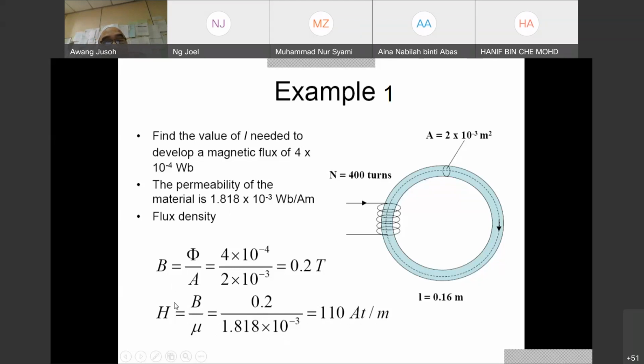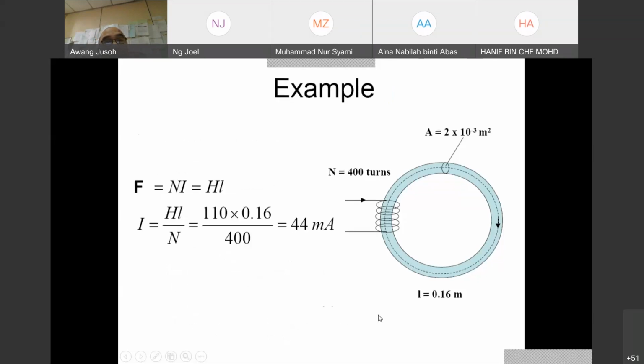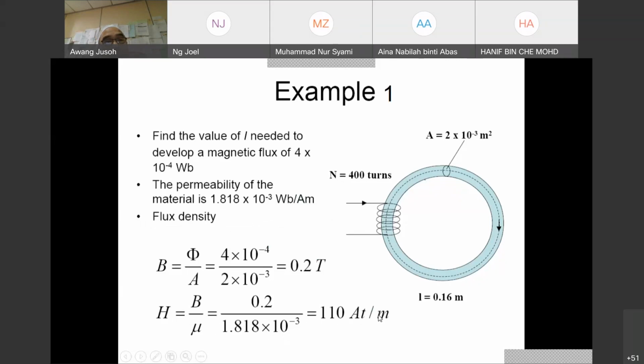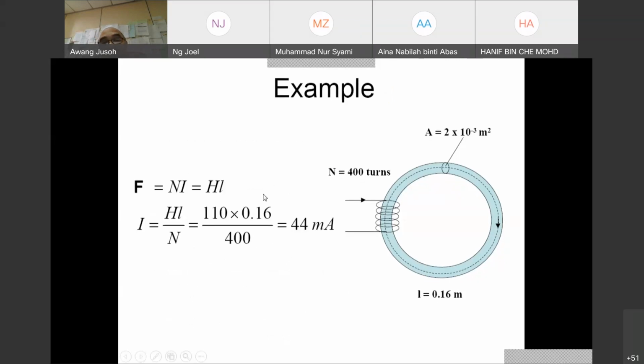So we know B, we know H, then we can find the I now. We know that the MMF equals Ni. Ni is the source of flux, so MMF equals Ni equals HL. This is a formula for the magnetic circuit. H stands for intensity, L stands for the length of the magnetic path. Based on this equation, we can find the I easily.